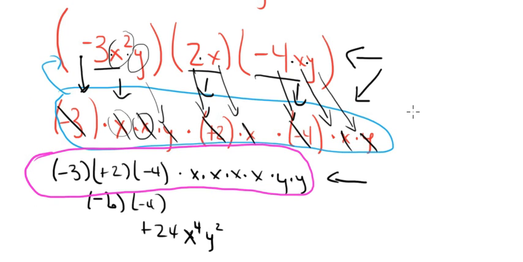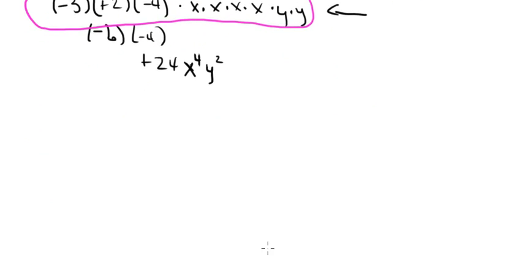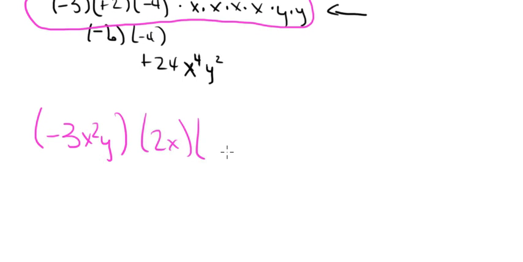And honestly, I wouldn't even do this step. Quite honestly, I mean, I can. I don't know if this will clear things up or make things more confusing. But let me just show you, and then you can decide if you like it or not. I'm going to take that problem over again, and we're going to have minus 3x squared y, and we're multiplying that by 2x, and we're going to multiply that by minus 4xy.